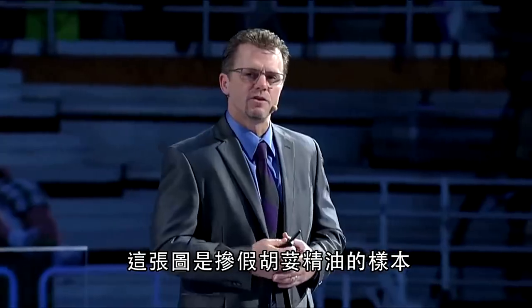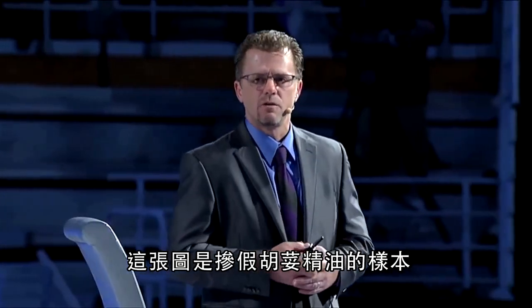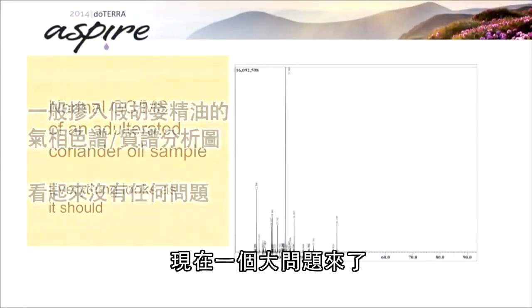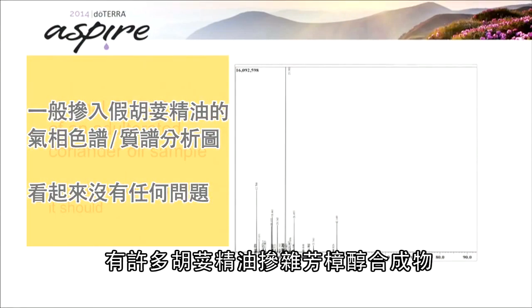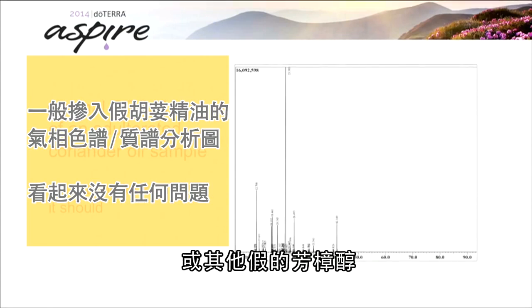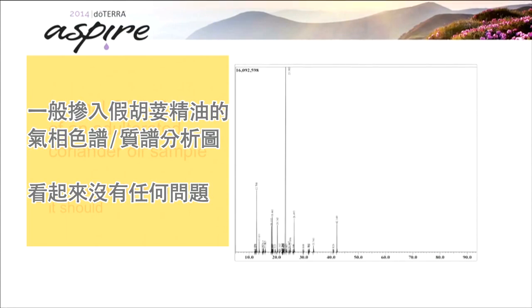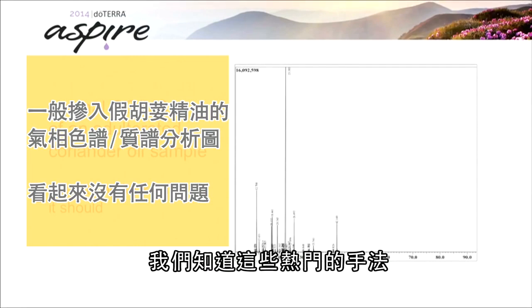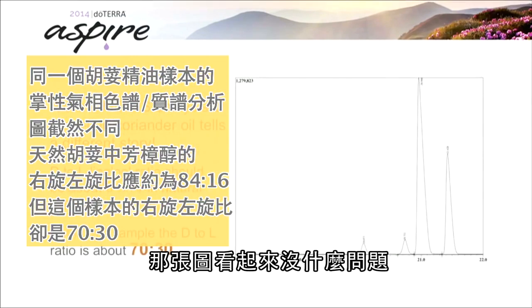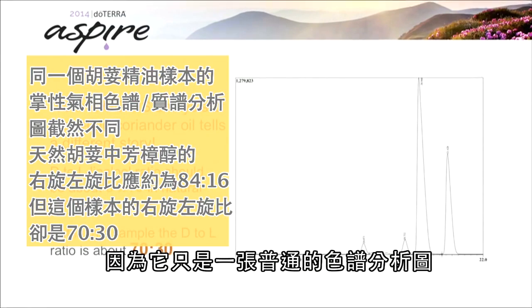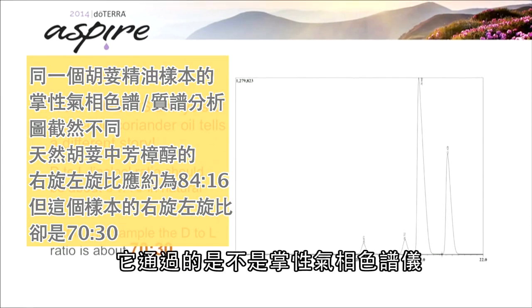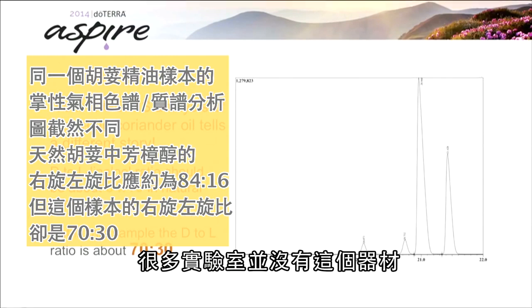This GCMS shows an adulterated coriander sample. We're having a big problem right now with seeing a lot of coriander that's adulterated with linalool from synthetic or other sources. And the way we know that that's happening, that graph there looks exactly like it should because it's a normal GC. The way we could tell is if we run it on a chiral GC column, which most labs do not have.